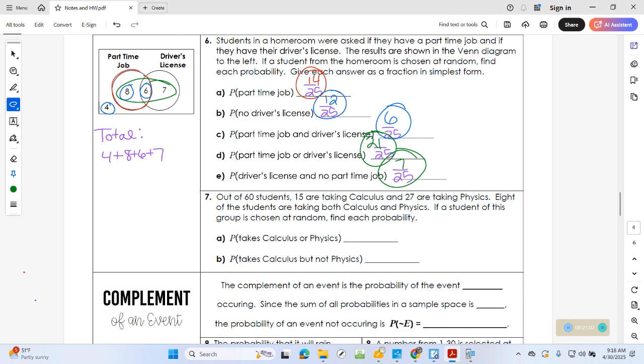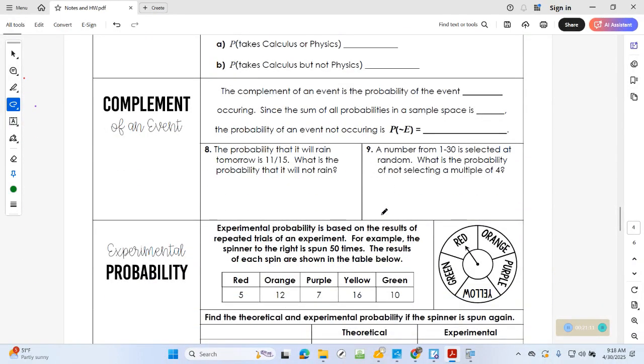Let's do the complement. Like I said, let's skip the next one. So here's what a complement is. If I tell you there is a 30% chance of rain today, what's the percent it will not rain? 70, because they have to total up to what? 100. So the percentage chance it won't rain, the 70%, that's the complement. Yay, that's what we call it.